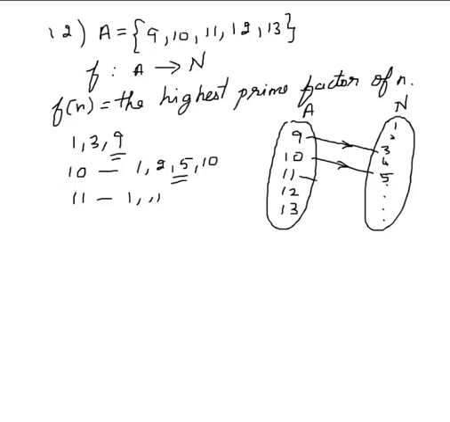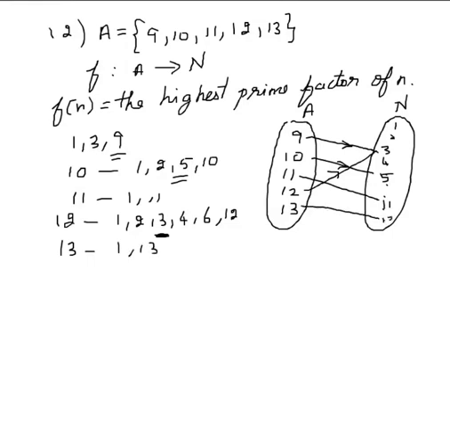Now 11, the factors of 11 are 1 and 11. So the highest prime factor is 11. For 12, the factors for 12 are 1, 2, 3, 4, 6 and 12. So the highest prime factor is 3. For 12, the image is 3. Then for 13, the factors of 13 are 1 and 13, and 13 is the highest prime factor. Now we have to find the range of f.